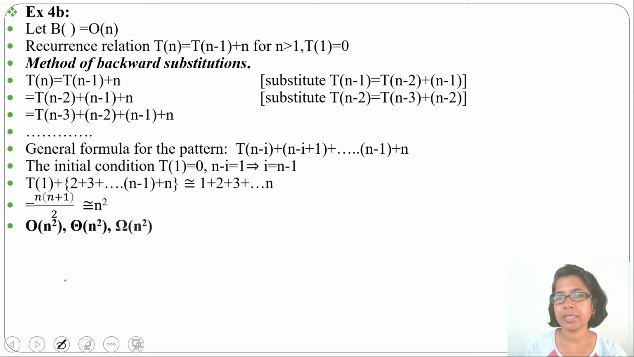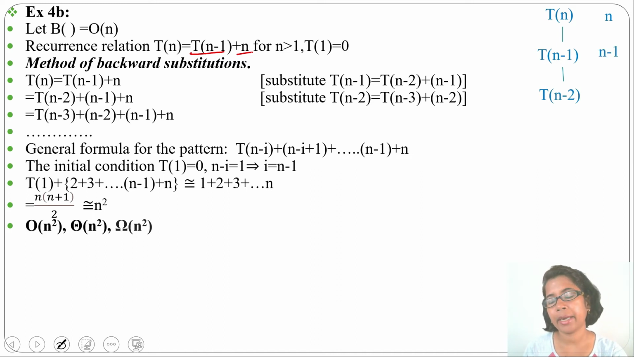Let's design the recurrence tree method. Now what will be the time taken for T(n)? It will be the time taken for T(n-1) plus n. So from this we'll call T(n-1) and time will be n. Now from T(n-1) we'll call T(n-2) and time will be n-1. Again from T(n-2) we'll call T(n-3) and time will be n-2. Like this it will continue.